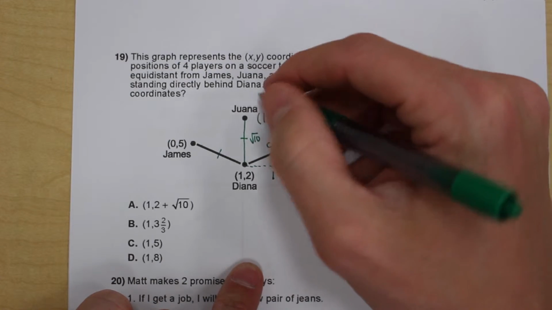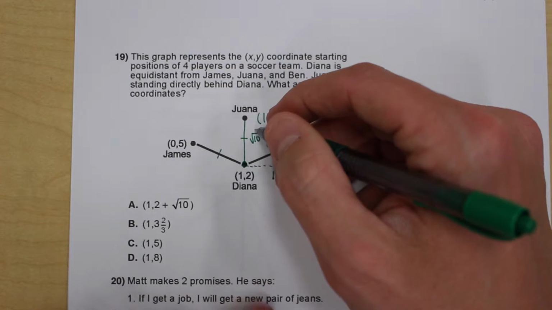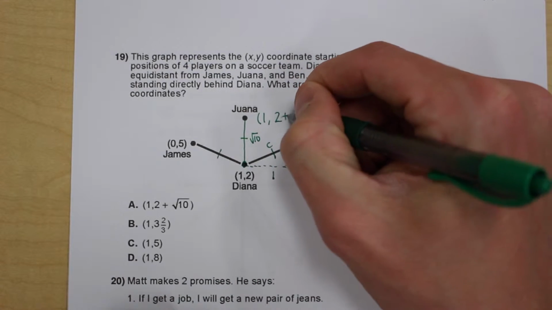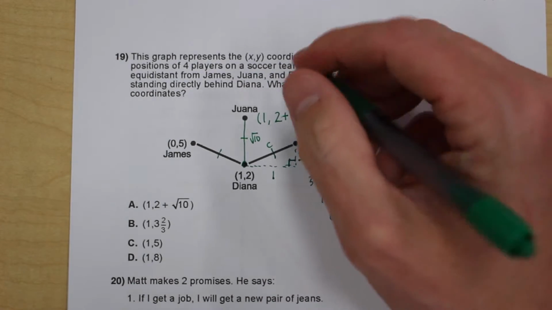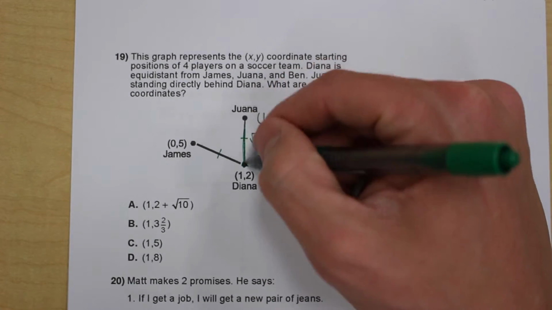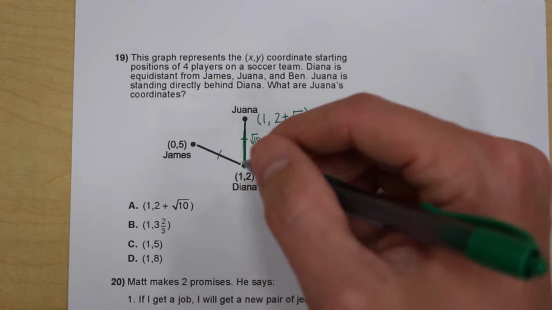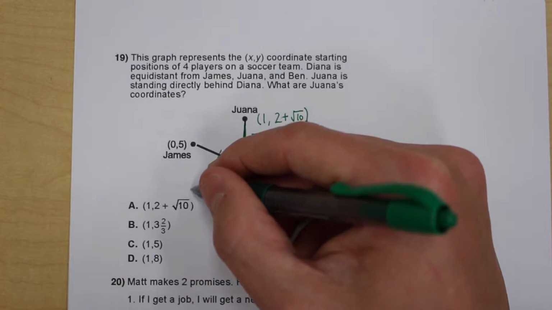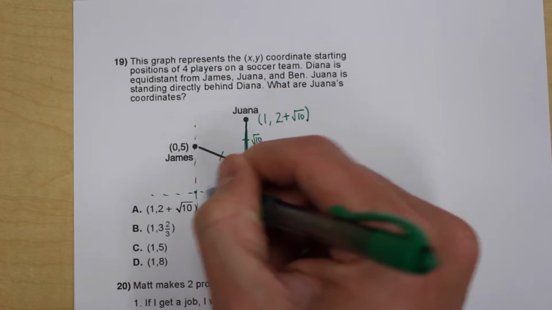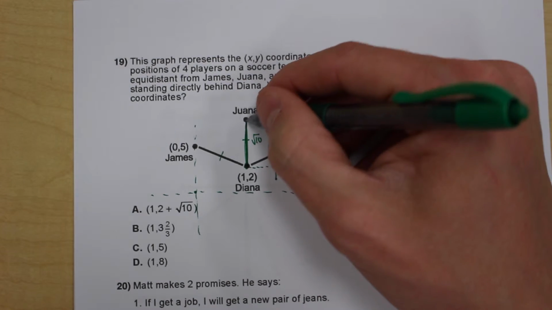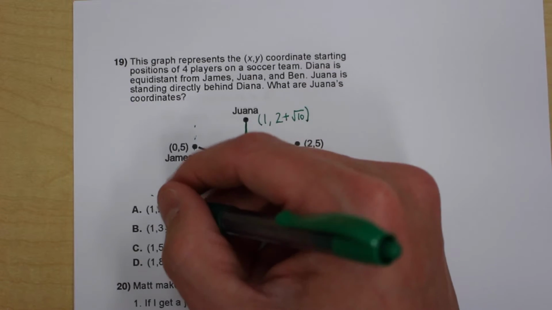So the y coordinate here for Juana will be whatever Diana was plus radical 10. So I'm going to call that 2 plus radical 10. Be really careful. Don't say that Juana's coordinate is radical 10. That's the distance here. Okay, Diana's already at 1, 2, right? So what that means is that the origin is probably like right here. And Juana is going to be at a y distance of 2 plus radical 10. So that would be answer choice A there.